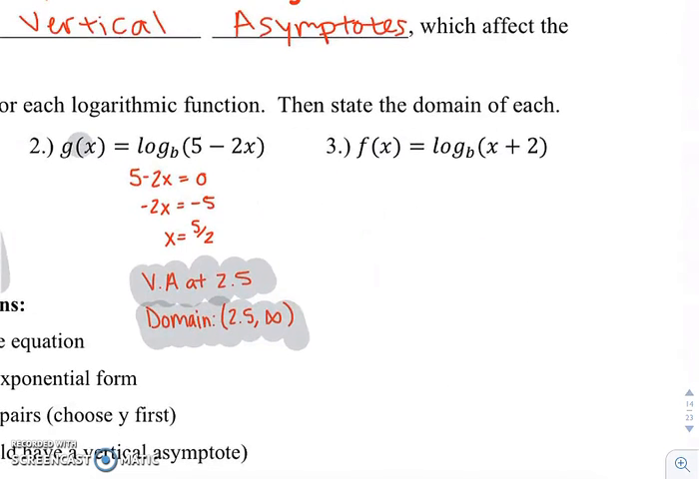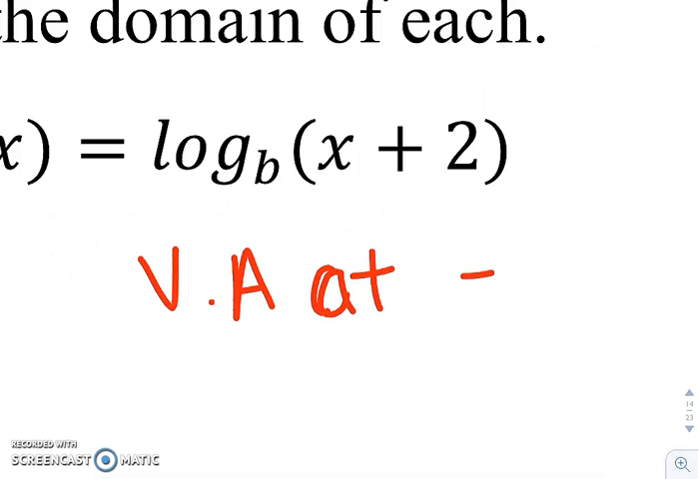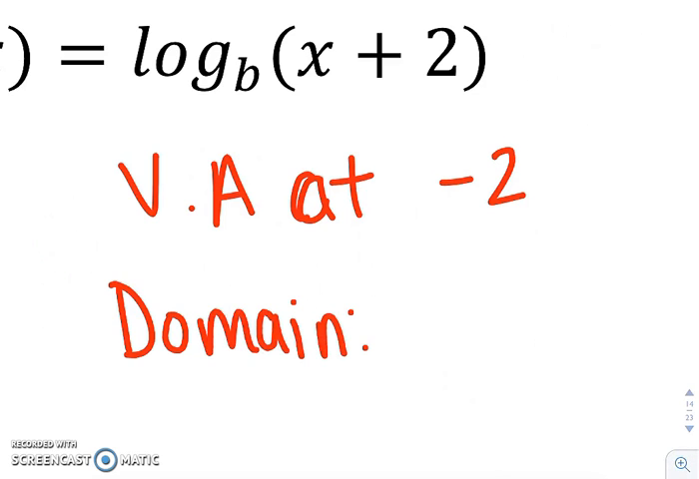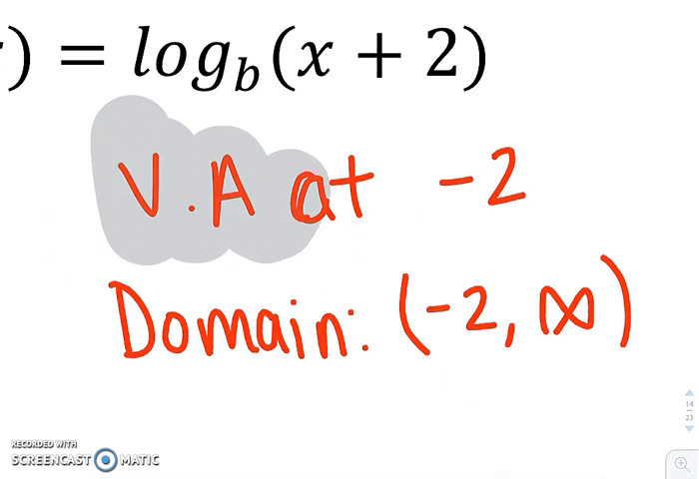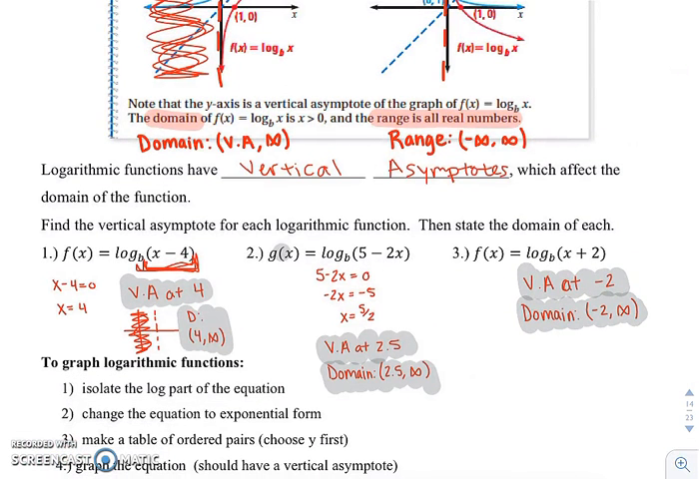And then your last one, you would have a vertical asymptote at negative 2. So your domain would be negative 2 to positive infinity. Always that vertical asymptote to positive infinity. And that's it. If nothing else, even before you graph it, you should be able to identify the vertical asymptote of your function and the domain and range of your function.